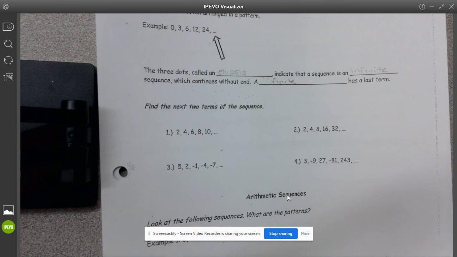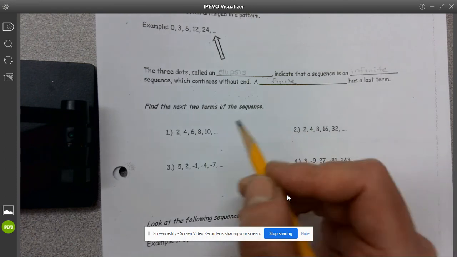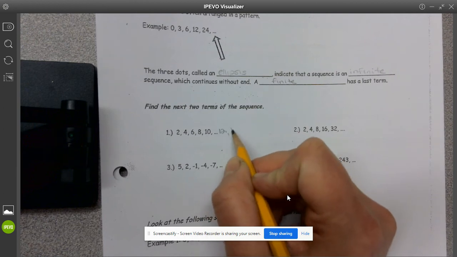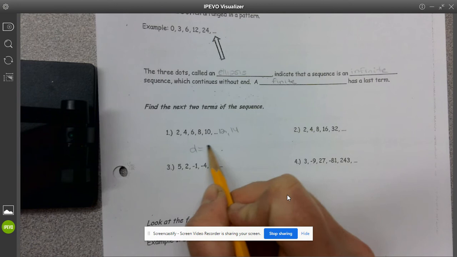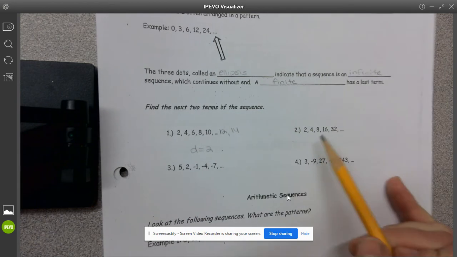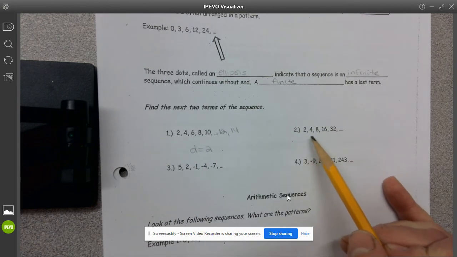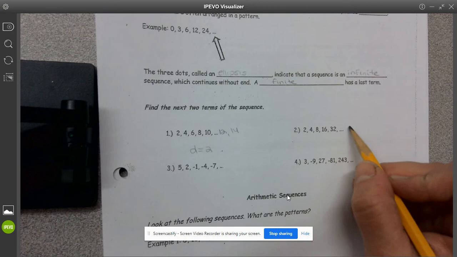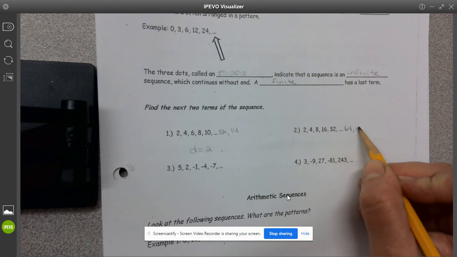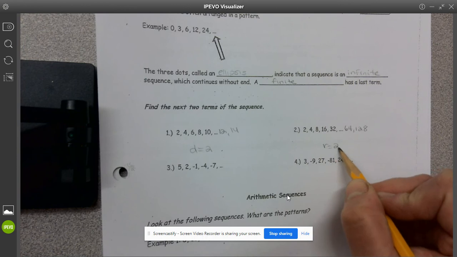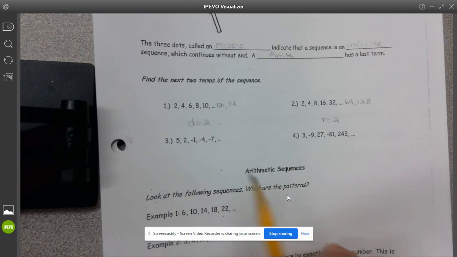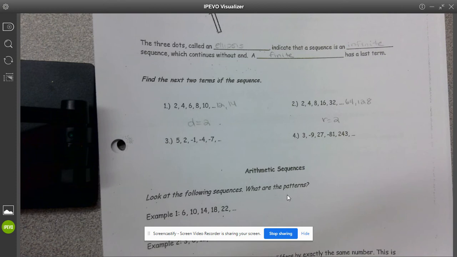So it says find the next two terms of the sequence. The sequence here goes 2, 4, 6, 8, 10, and naturally, instinctually, you'd say 12 and 14. This has a common difference of 2, okay? Here, 4, 8, 16, 32. We see we're doubling every time, so the next two terms would be 64 and 128. This would have a common ratio of 2. And once again, I want you to try these two and then check. So try 3 and try 4.